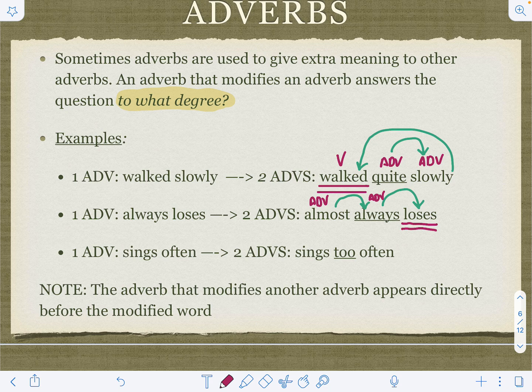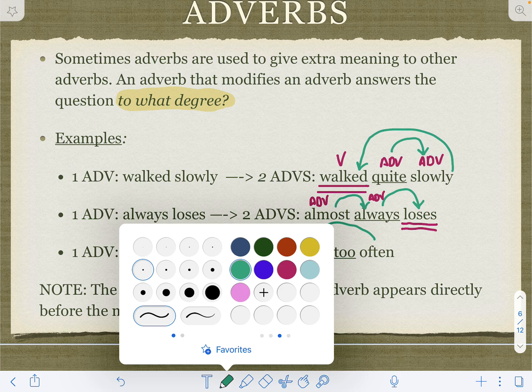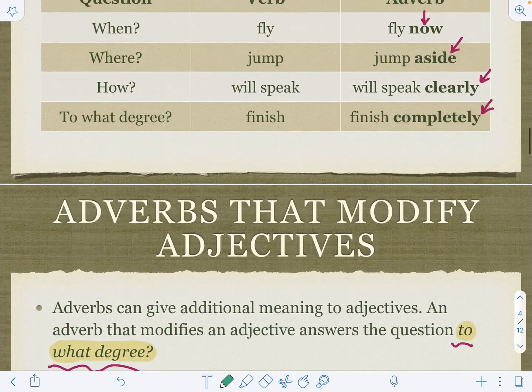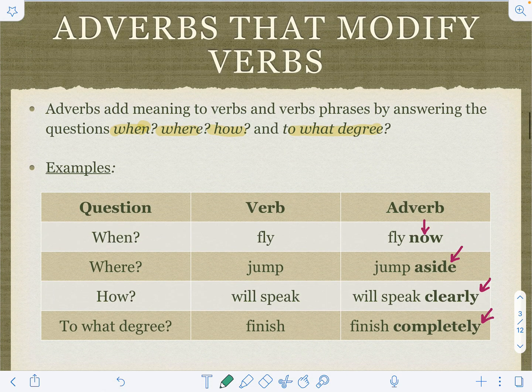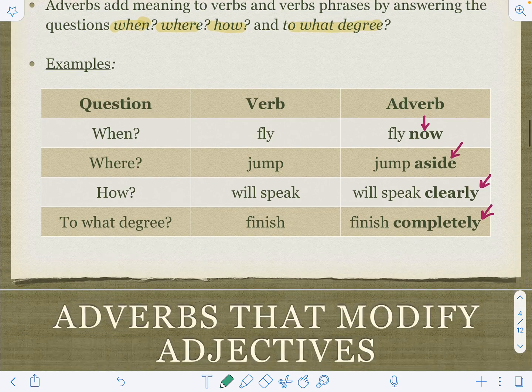The last example says "sings often." We have sings as our verb. Often is saying to what degree, how often, because it's modifying the verb. So if we go back up to this slide, the questions we can ask with verb phrases are when, where, how, to what degree.